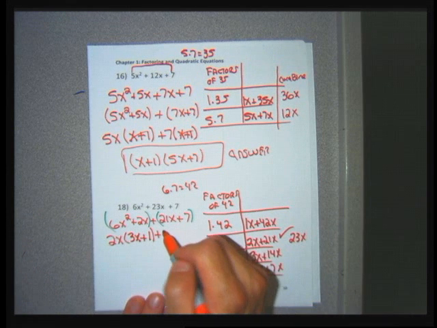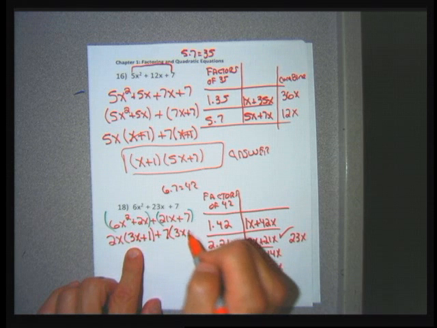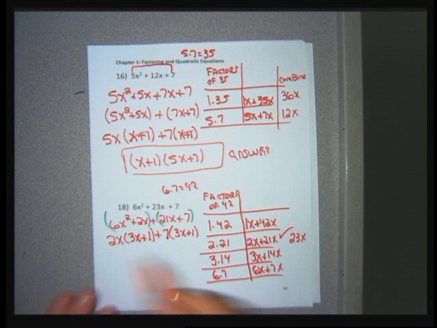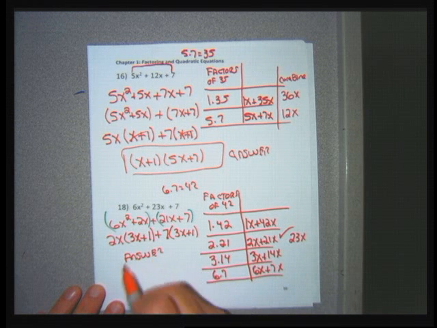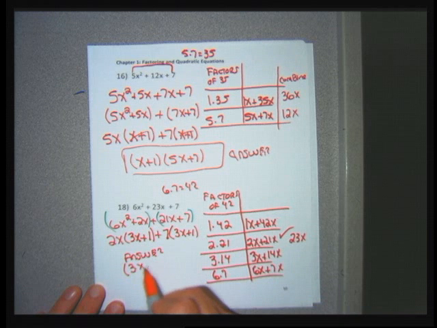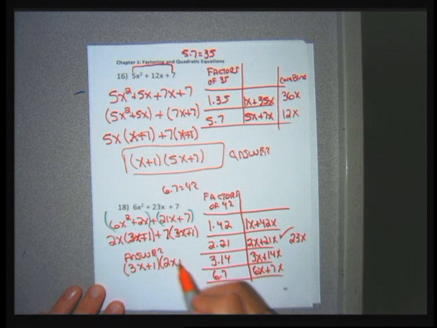Second grouping, there's a common factor of 7, and I have to have the same parentheses left over. Ready for my answer. Common factor of 3x plus 1 leaves me a 2x plus 7 left over.